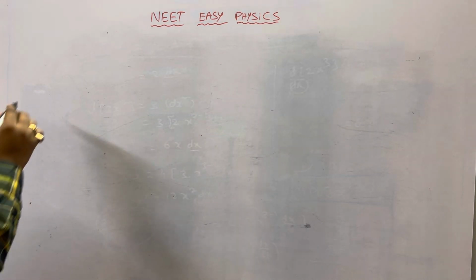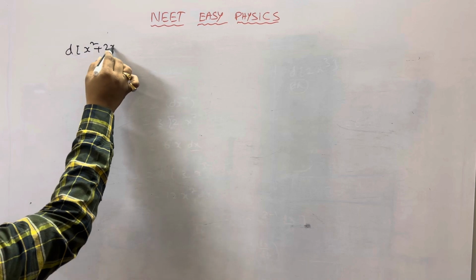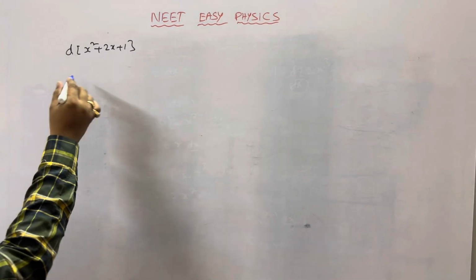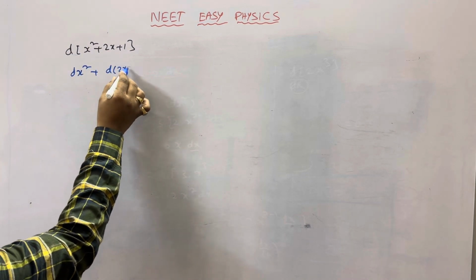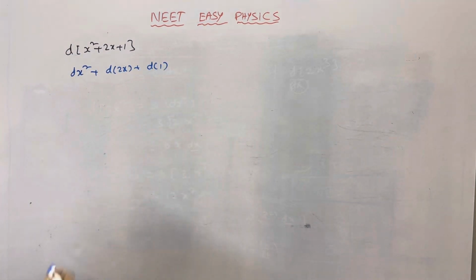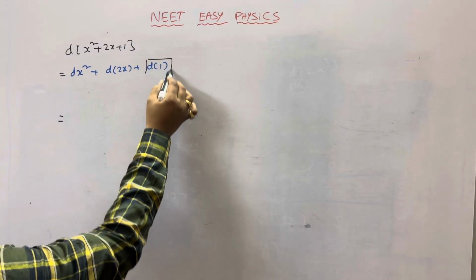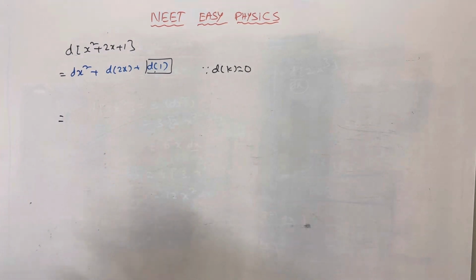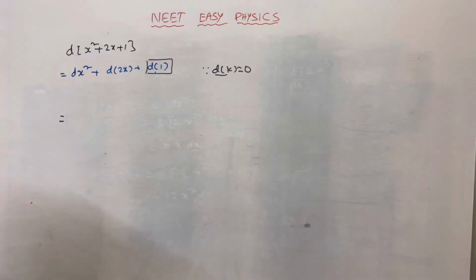Now see, the derivative of x square plus 2x plus 1, how are we going to do it? We just have to expand: derivative of x square, derivative of 2x, plus derivative of 1. What did we say? The derivative of a constant, meaning the derivative of 1, is 0, since the derivative of any constant is always 0, because a constant will not change. The meaning of derivative is that which is going to change.